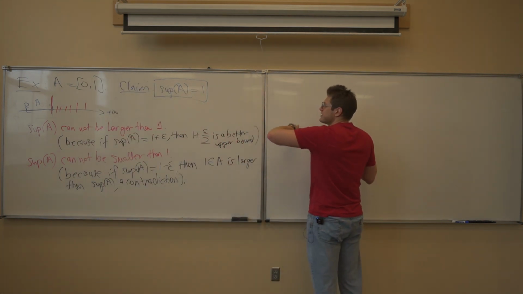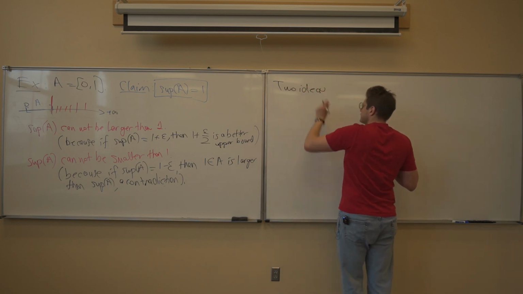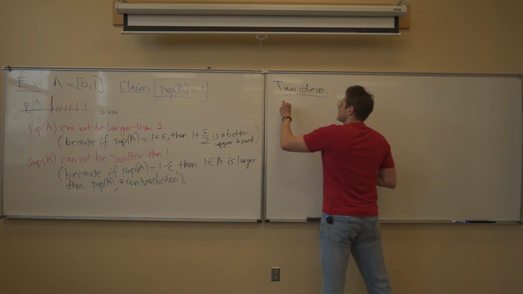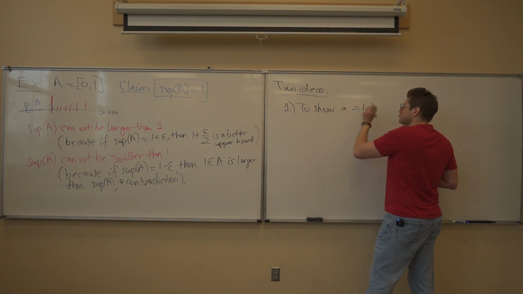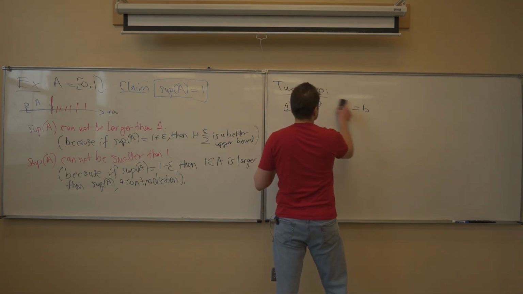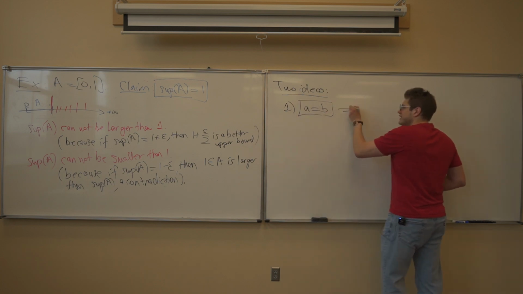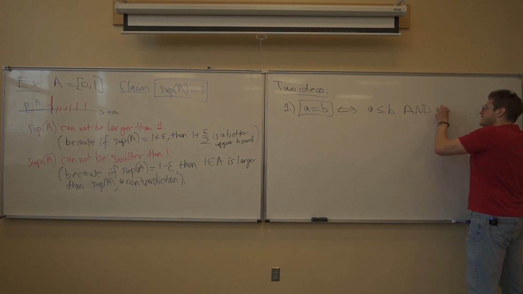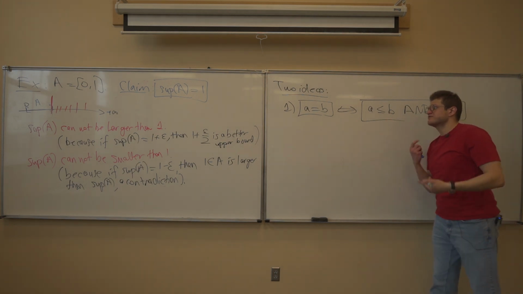So, maybe I should write down two ideas as well. To show A equals B, let's put it like this: A equals B is the same thing as A is less than or equal to B, and A is greater than or equal to B. That's the first thing. If you want, this is sort of like a logical factorization.